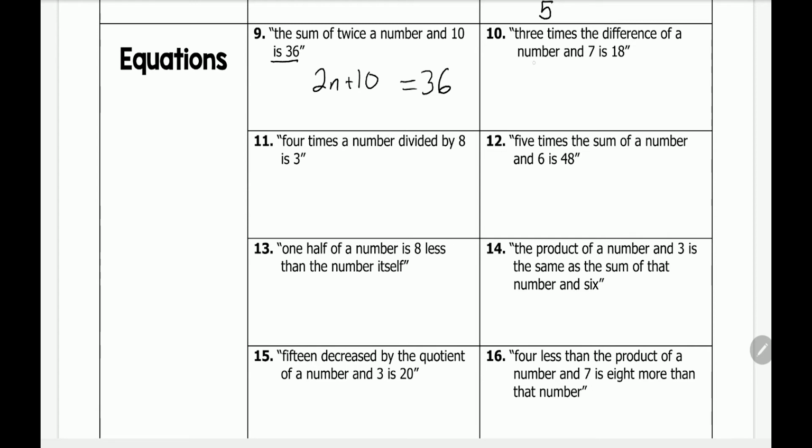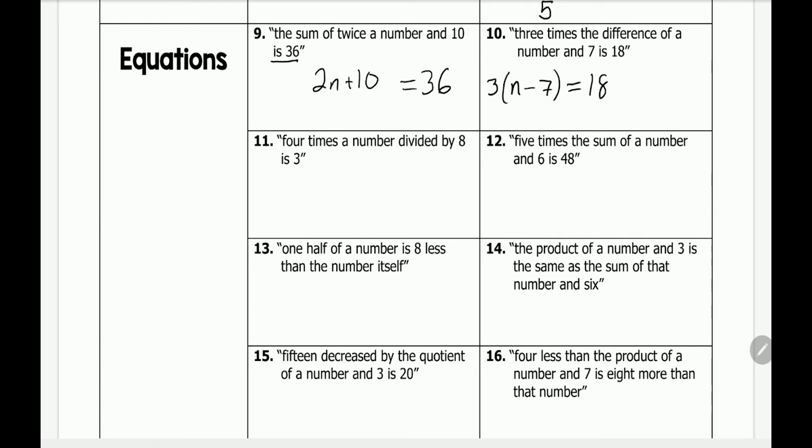Alright, moving on to number 10. We have 3 times the difference of a number and 7 is 18. So 3 times the difference, so that means we have 3. And then since we have the difference of a number, we have to use parentheses. And we're going to have that n. Difference means subtraction, and we have a number and 7. We're going to close the parentheses. And we know that this is 18, so it's equal to 18.